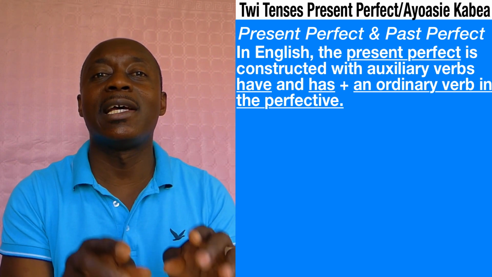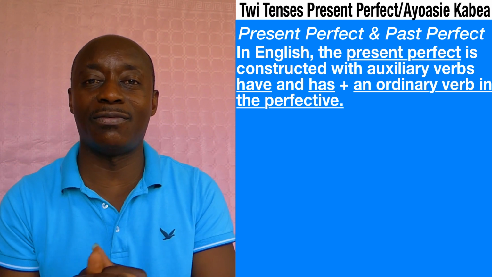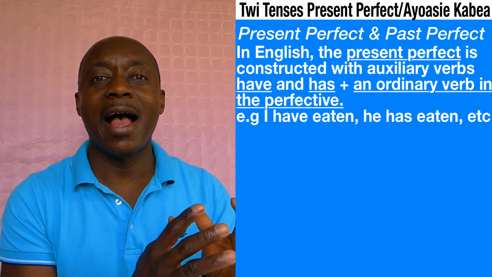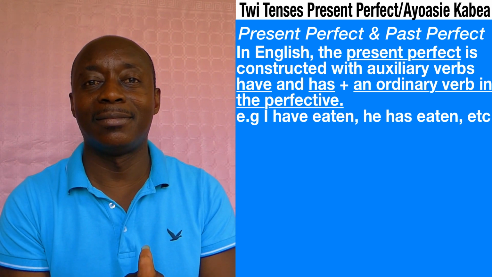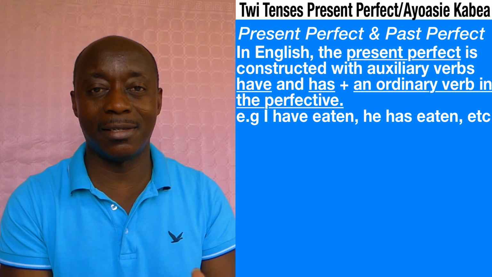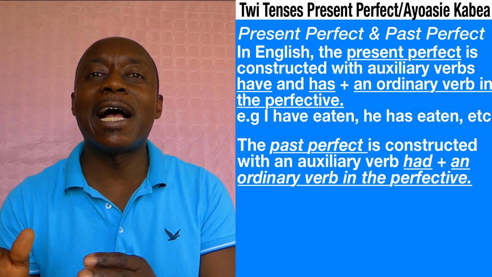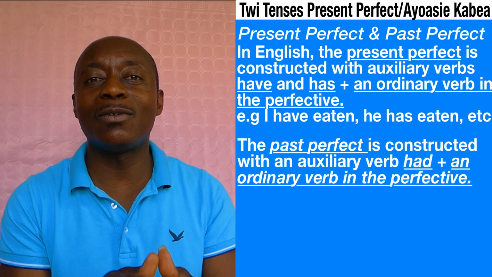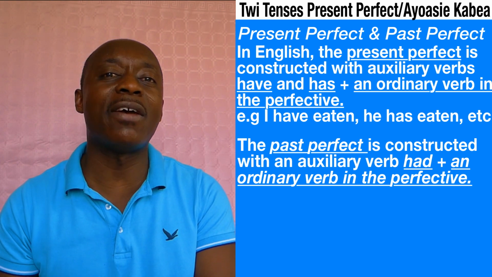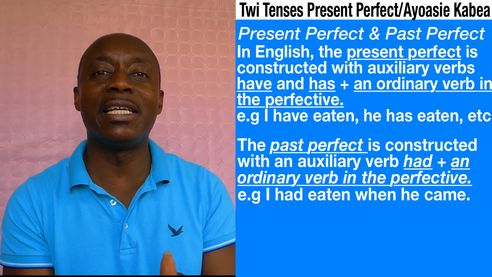In English, when you talk of present perfect, we talk of statements that are constructed with the auxiliary verbs have and has, plus an ordinary verb in the perfective. For example, I can say, I have eaten. He has eaten. These are all in the present perfect tense. And we also know that the past perfect is constructed with the auxiliary verb had plus an ordinary verb in the perfective. So for example, we can say, I had eaten when he came.